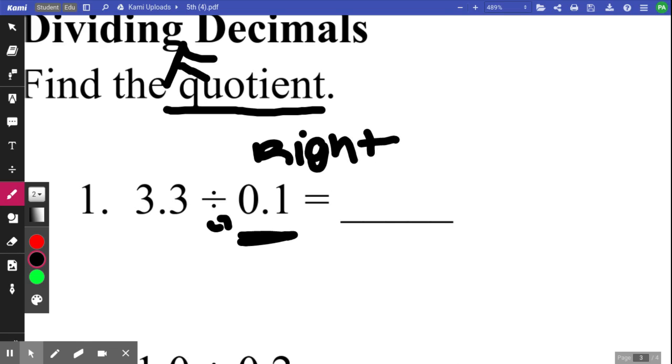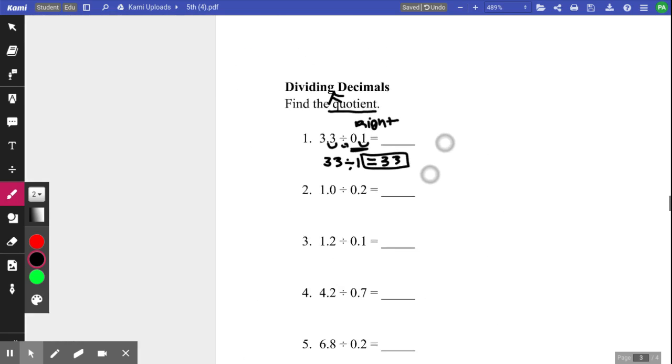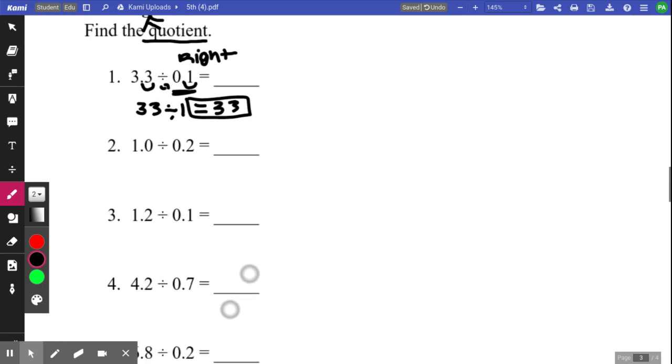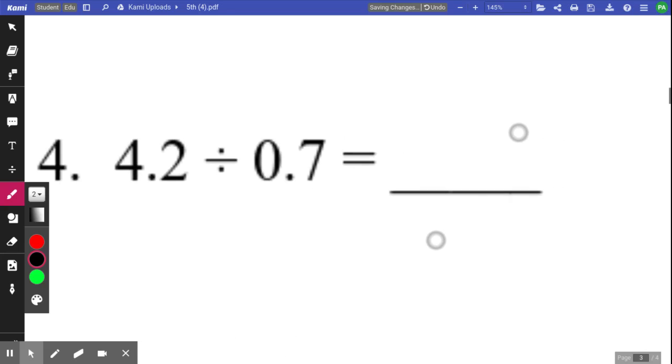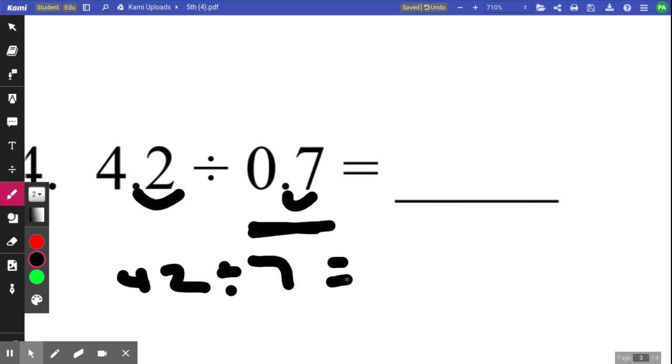So as you see 0.1, we just have to move it to the right once. And what you do to one side, always to the other. So we also move 3.3. 3.3 divided by 0.1 equals 33. Same concept for number 4. We see the second number. We see that we only have to move to the right once with the decimal dot. Once. 42 divided by 7 equals 6.